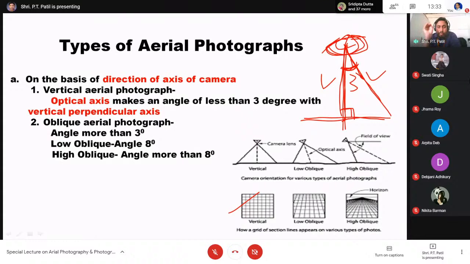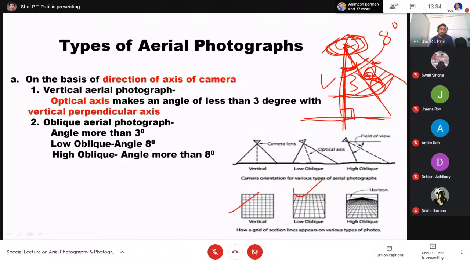Then we will move towards the oblique aerial photograph. It is known as oblique if the angle between the vertical axis and optical axis increases, and it is above 3 but below 8 degrees. If the angle between the vertical and optical axis is below 8 degrees but above 3 degrees, then the photographs taken with this combination are known as low oblique aerial photographs. This particular image explains the low oblique aerial photograph. Then the third one: if the angle between the vertical and optical axis is more than 8 degrees, then this photograph is known as a high oblique aerial photograph. In the case of the high oblique aerial photograph, sometimes the horizon is also visible.